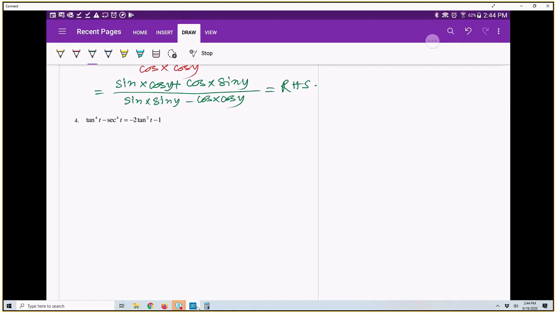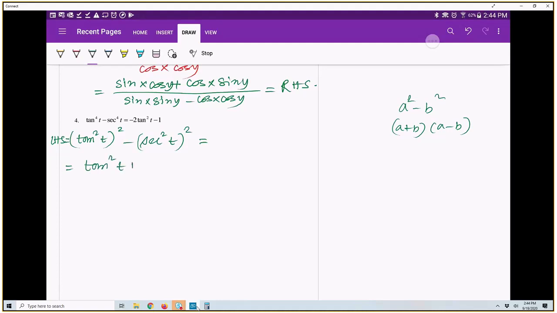And the next problem is the first instance where we're going to use the Pythagorean identity. So this one is tangent to the power 4 minus secant to the power 4. So think about that as tangent squared t, all to the power 2, minus secant squared t, all to the power 2. So this is just the left-hand side. Remember, I start with the left-hand side. So that means I have the formula a squared minus b squared. So I should get a plus b times a minus b. So what do I get? I get tangent squared t plus secant squared t times tangent squared t minus secant squared t.